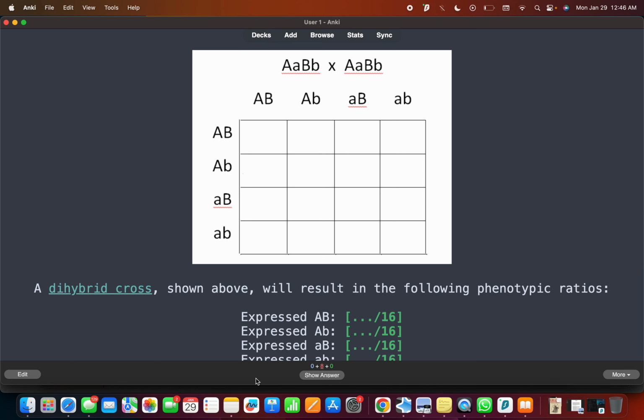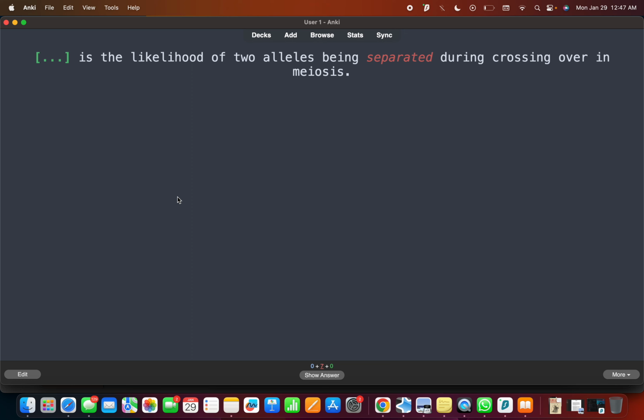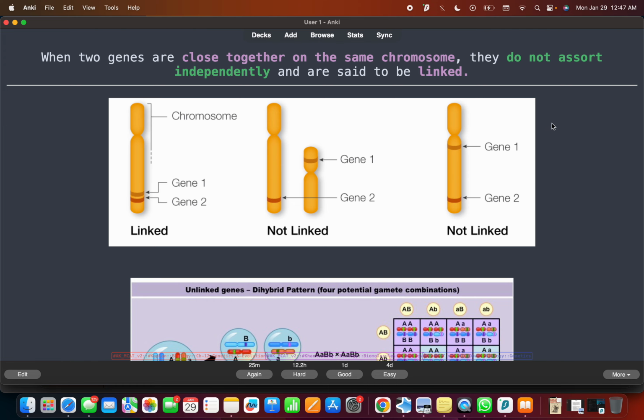Give me a second. So the probability for that is 9331. Dihybridization. What is the likelihood of two alleles being separated during crossing over? What is the likelihood of two alleles being separated during crossover in meiosis? It's the recombination frequency. Yes. When two genes are close together on the same chromosome, they do what and are said to be linked? They do not cross over. They do not assort independently.